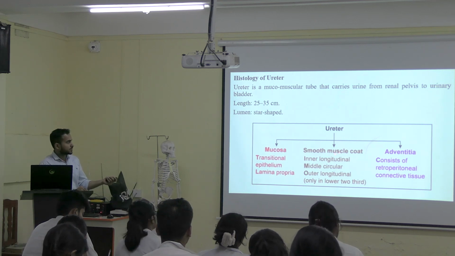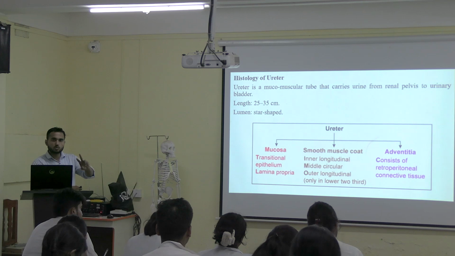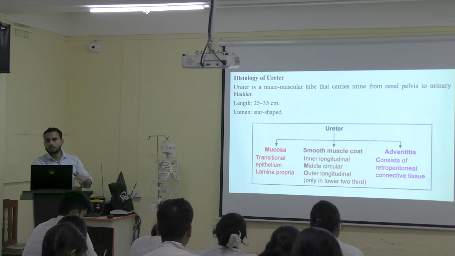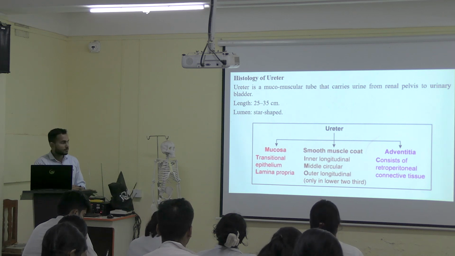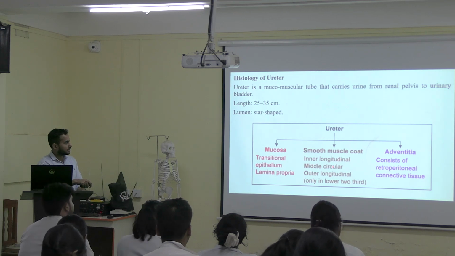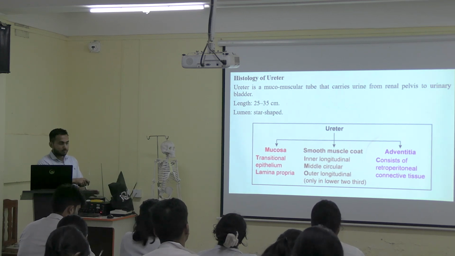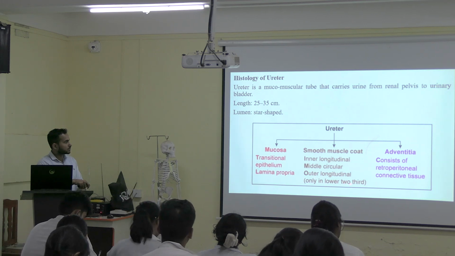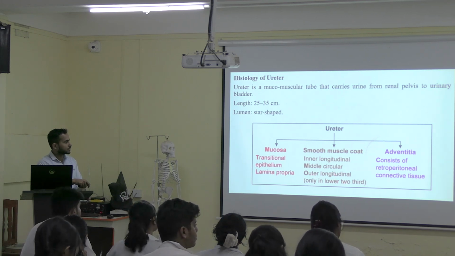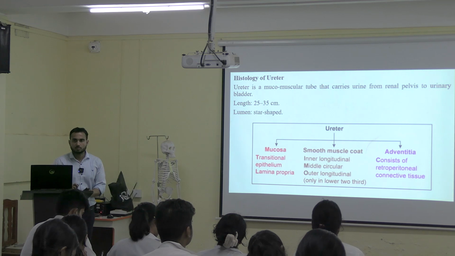Next, smooth muscle coat. तो mainly 2 layers are there, and in the lower 2/3 of the ureter, additional layer is added. ठीक है? That means if you see the smooth muscle coat, inner longitudinal, middle circular, mainly these 2 layers are present. But if you go to the lower 2/3 of the ureter, you are getting outer longitudinal layer.